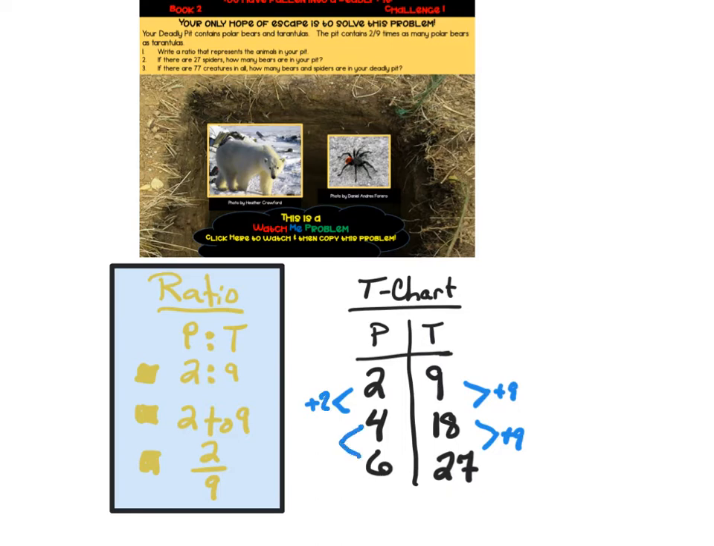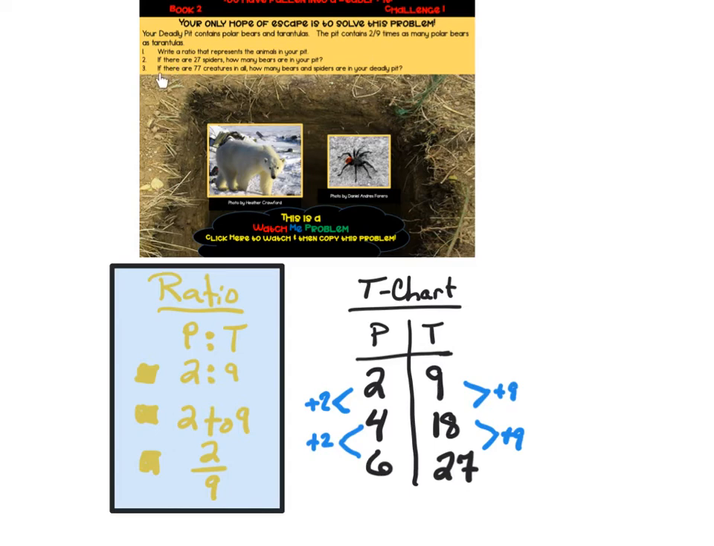And then 4 plus 2 would give me 6, right? So 2 plus 2 is 4, plus 2 is 6, and that's all I needed to know because I needed to know how many polar bears there were if there were 27 of these bad boy spiders. And this is the way to use the T-chart to solve a problem like this. So, bam, there you have it.